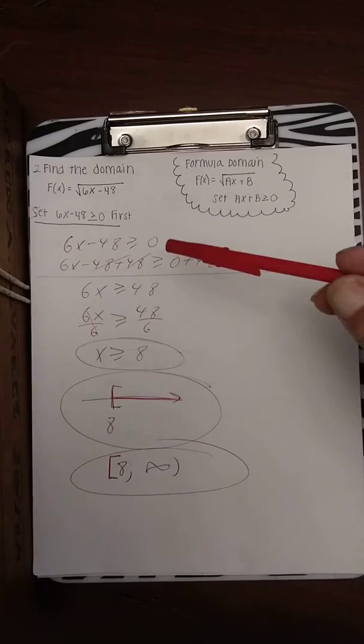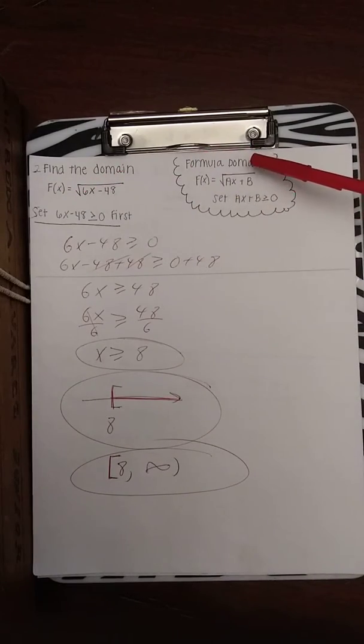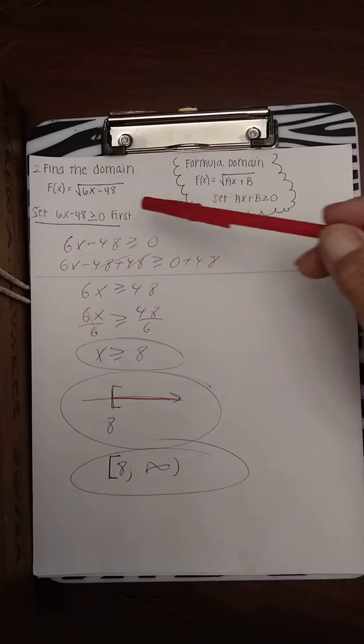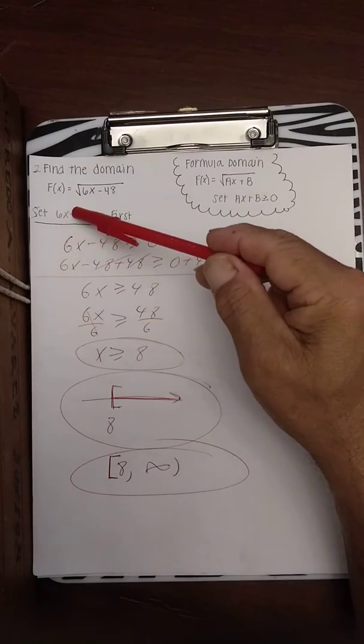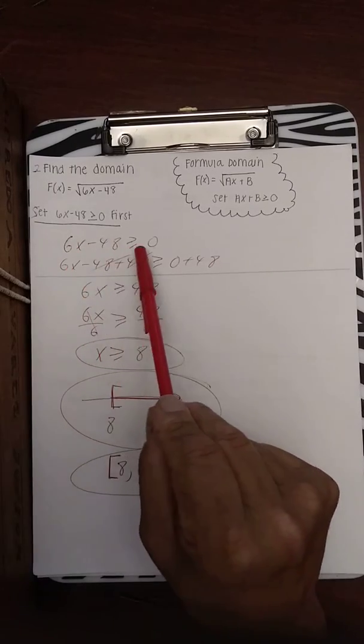Alright, let's find the domain of this radical function, the square root of 6x minus 48. The formula is: domain of f of x equals the square root of ax plus b, set ax plus b greater than or equal to 0. So we set 6x minus 48 greater than or equal to 0 first of all.